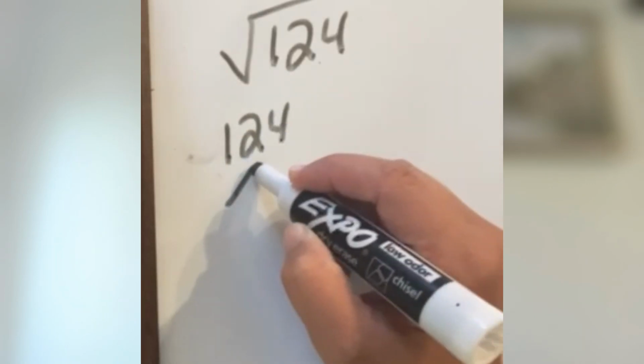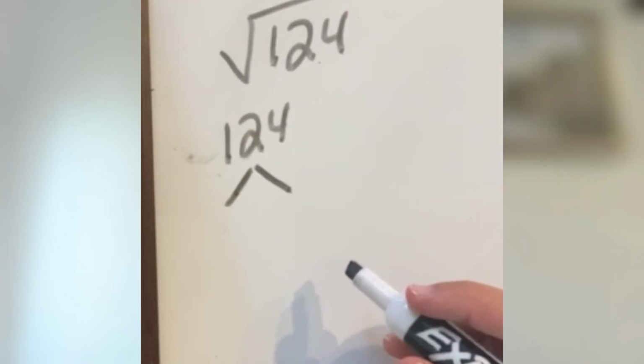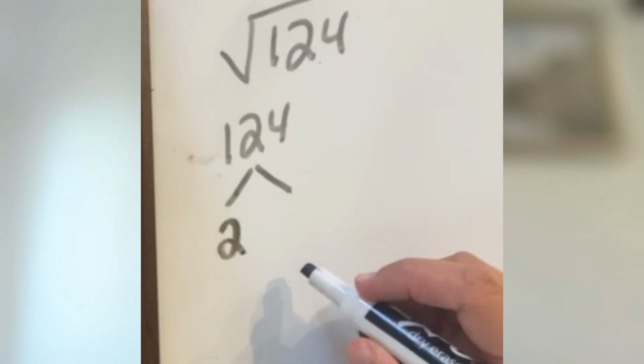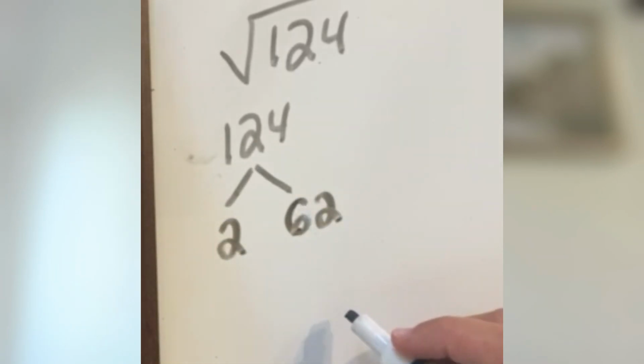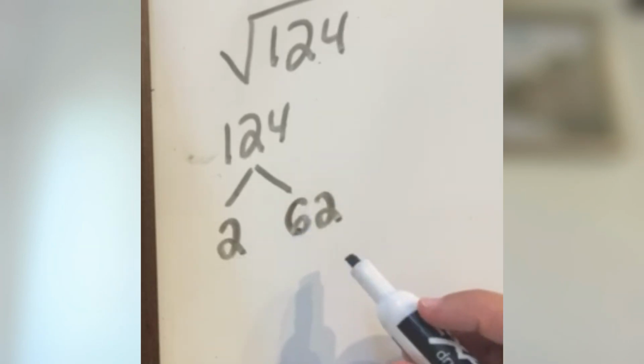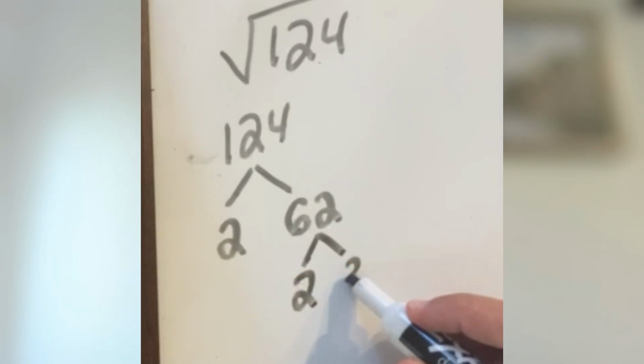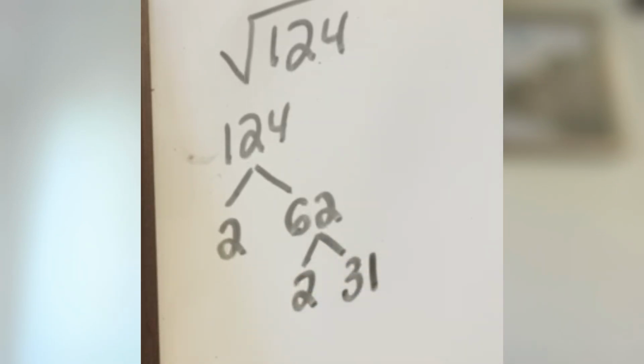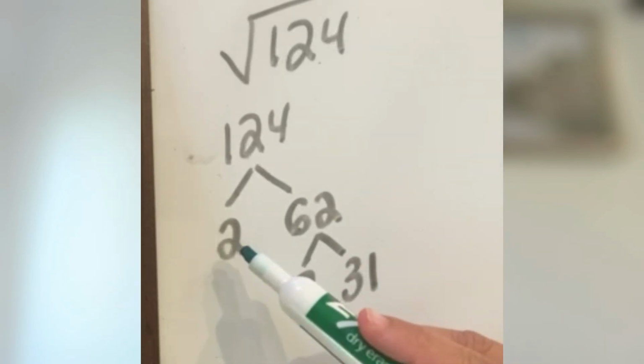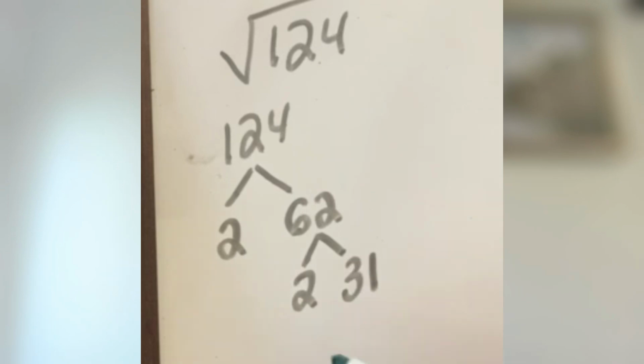Let's go through another problem. If we had the square root of 124, we're going to take 124 out of the square root, and we're going to do a factor tree. Our prime factorization. Well, we can have 2 times 62 will get us 124. Now we need to break up 62. Well, we can do 2 times 31. And now we need to ask, is 31 a prime number? And the answer is yes. 2 is also a prime number, so we can stop.